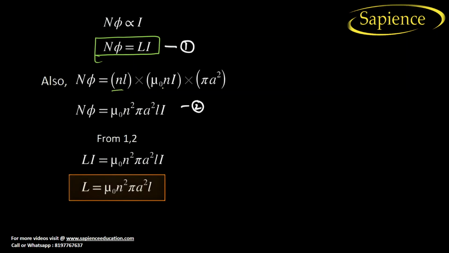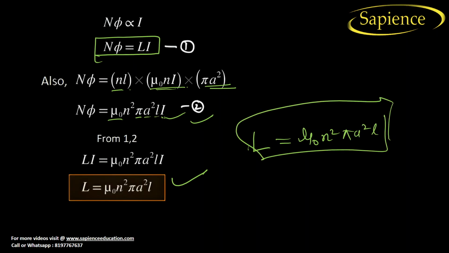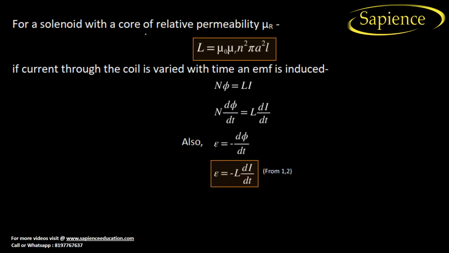So L can also be written like this, phi is equal to mu naught N I into pi a squared, where this is an area. So from here N phi is equal to mu naught N squared pi a squared l into I. So from 1 and 2 we can write LI is equal to this. So finally the inductance L is equal to mu naught N squared pi a squared into l. So we can write this, right? Now for a solenoid with a core of relative permeability mu r, just add on mu r. So finally we have got the value of self-inductance.